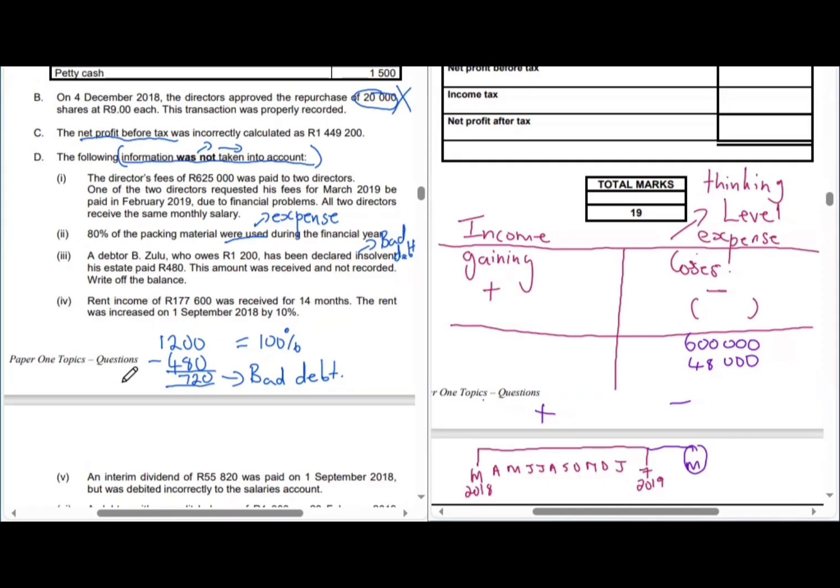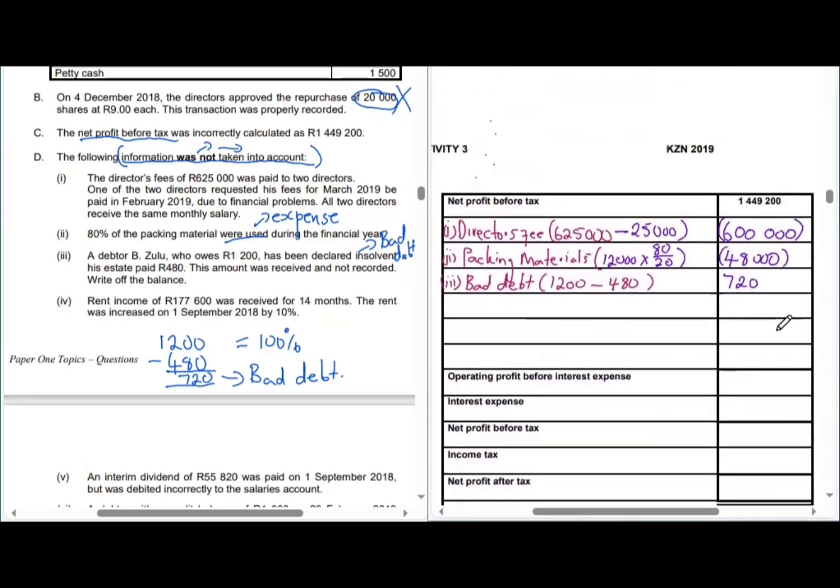So he's a bad debt, meaning all bad debts must be what? Must be expenses, because at the end of the day, bad debts are recorded under what? Other operating expenses. So this guy is a bad debt, and we are not gaining anything, but we are going to lose our 720, and then our 720 is recorded under what? Expenses. So it's either going to be a negative 720 or in brackets. And then now we can go to our mini income statement and put brackets and then 720 inside what?